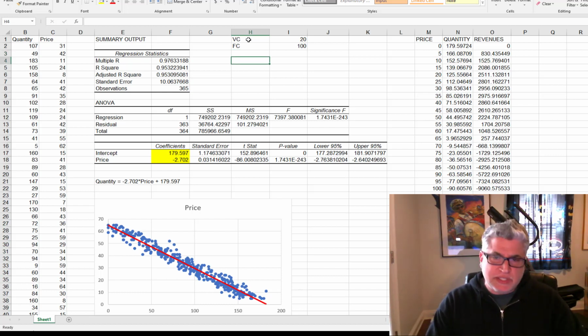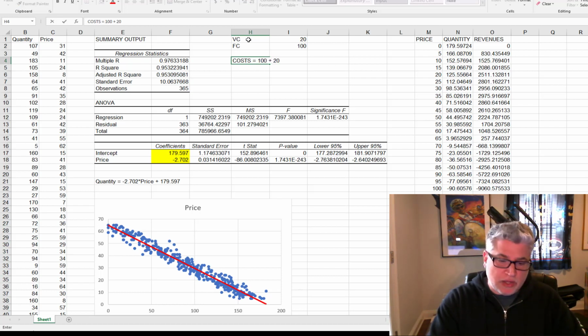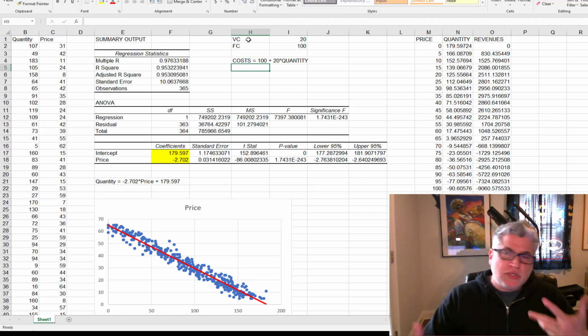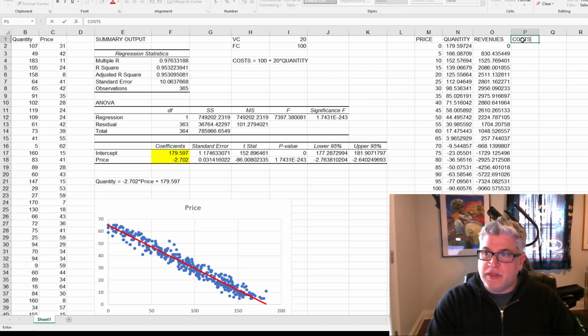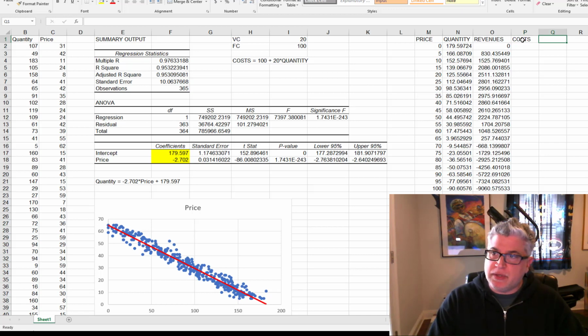All right. So what does this mean? This means that our costs are fixed cost, 100, plus $20 per widget. So we've got $20 times the number of widgets. And so our task then is to fill in this table here with a column for costs that follows that formula I just typed, and then we're going to have a profit column. So let's do that real quick.